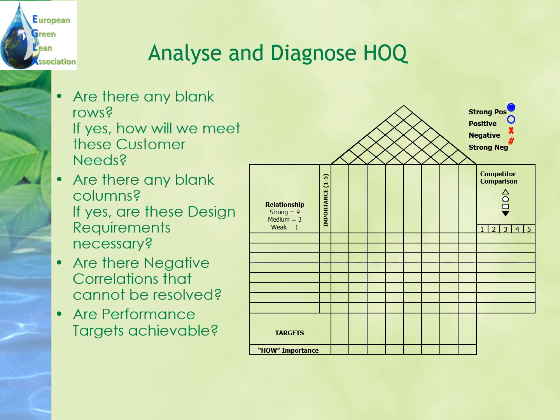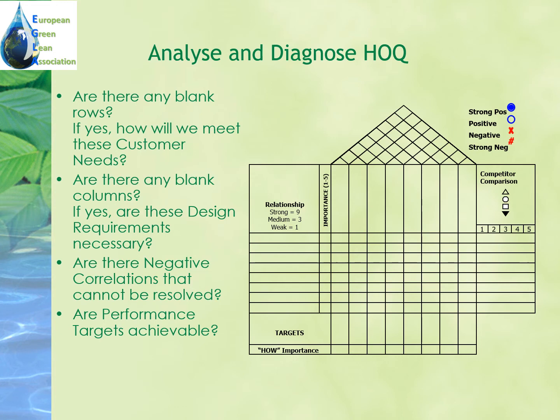And we need to think also, when we analyze the whole picture, are there any blank rows? If yes, how will we meet these customer needs? Are we neglecting something that is important? Or are there any blank columns? Does it mean that there are some things where we don't find really good design requirements? Or have we done some design requirements that are not necessary?